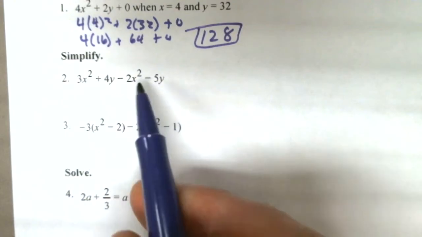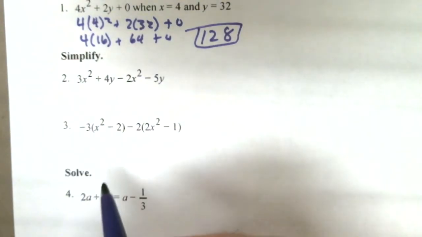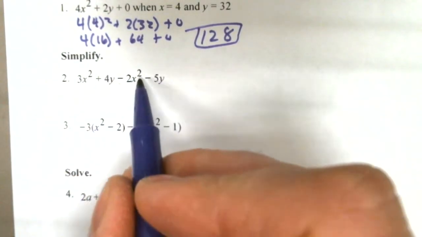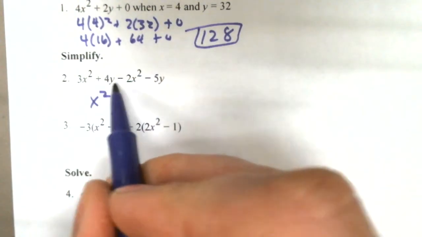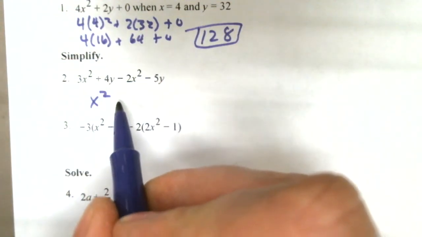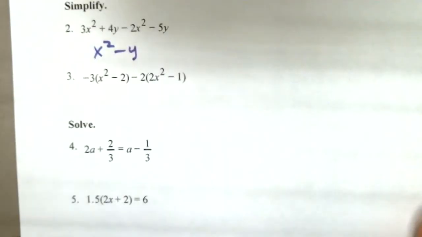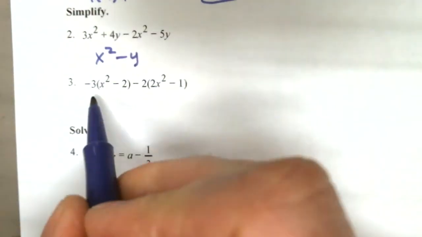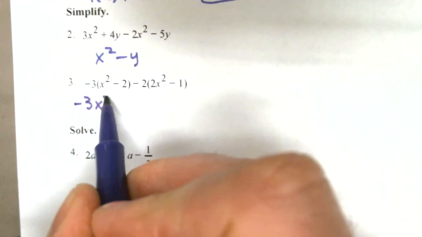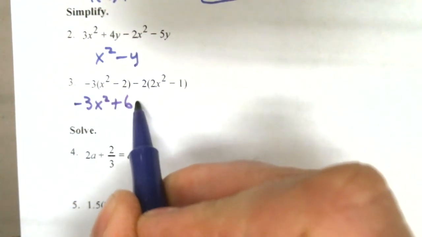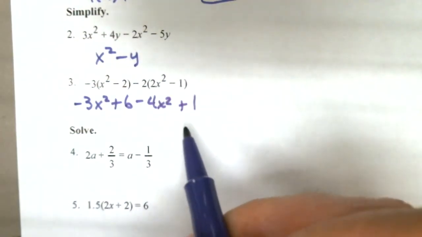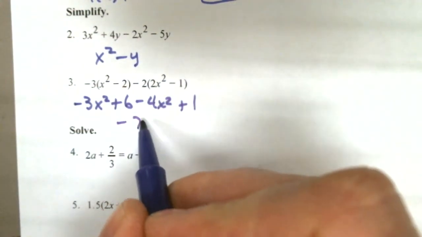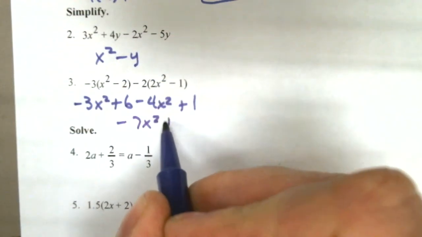Question number 2. We're going to be putting some like terms together, and I get 3x squared minus 2x squared gives me 1x squared. We don't need to write the 1. And 4y minus 5y gives me negative y. Question number 3. We need to do our distributing first, so I get negative 3x squared plus 6 minus 4x squared plus 2. Putting those like terms together, I get negative 7x squared plus 7.